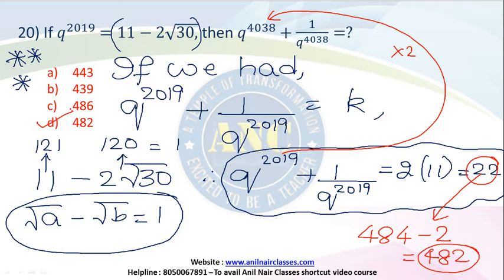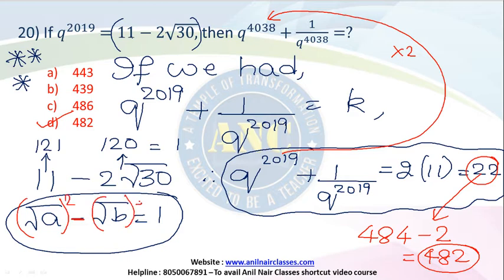Don't forget that concept I have taught you, sir. I have taught you one variety earlier, saying that if root A minus root B is equal to 1, then... let me tell you the exact condition I discussed. If you remember very clearly, it is not root A minus root B, it is root A whole square minus root B whole square, sir, right?